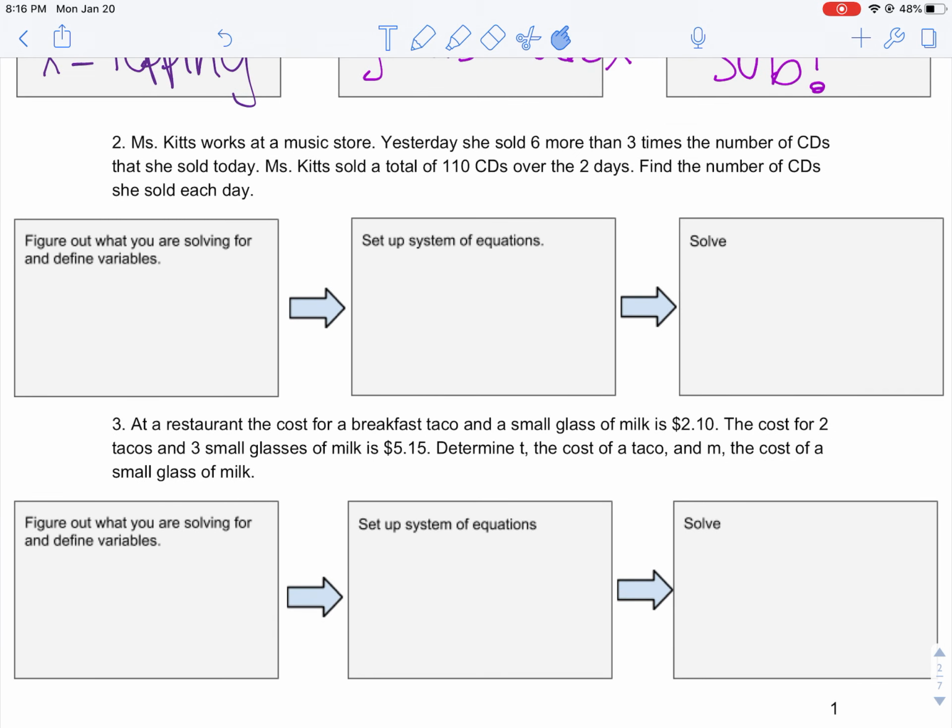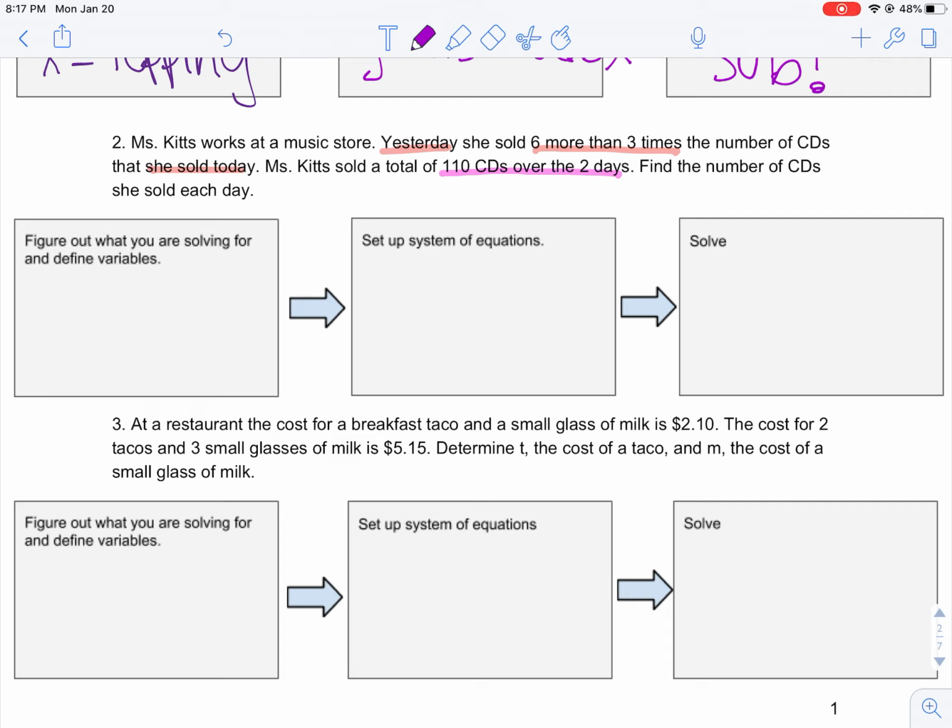Number 2 says Miss Kitts works at a music store. Yesterday, she sold 6 more than 3 times the number of CDs that she sold today. So I'm going to highlight this all in one color. Yesterday, she sold 6 more than 3 times the number she sold today. And then the next sentence says that she sold a total of 110 over the past 2 days. And it wants to know the number of CDs she sold each day.